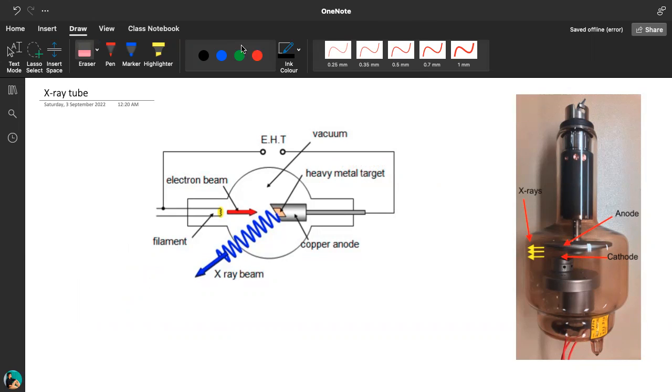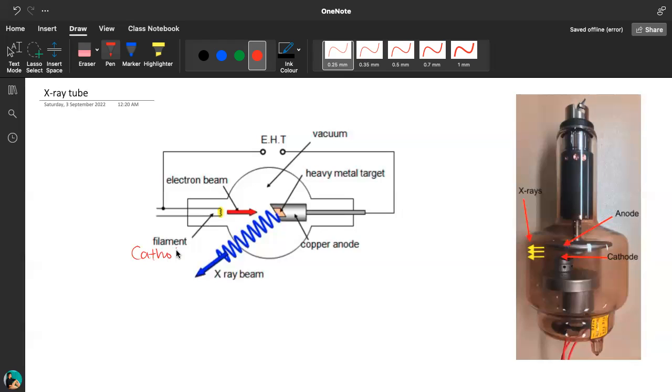Right, so just now we talked about the production of X-ray. So how we actually produce X-ray. This is the X-ray tube. You use it to produce X-ray. First, you heat up the filament wire. Okay, the filament is the cathode.